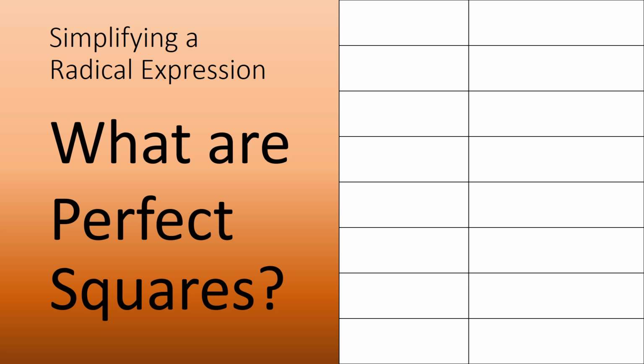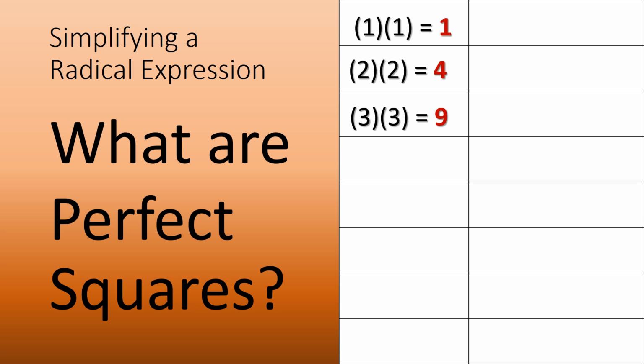Well, when you simplify a radical expression, you need to pull out the perfect squares. You need to find the square root of a perfect square. So what is a perfect square? Well, the first perfect square is actually 1, but that doesn't do us much good. The second perfect square is 4, in other words, 2 times 2. The next perfect square is 9, 3 times 3. The next perfect square is 16, 4 times 4.